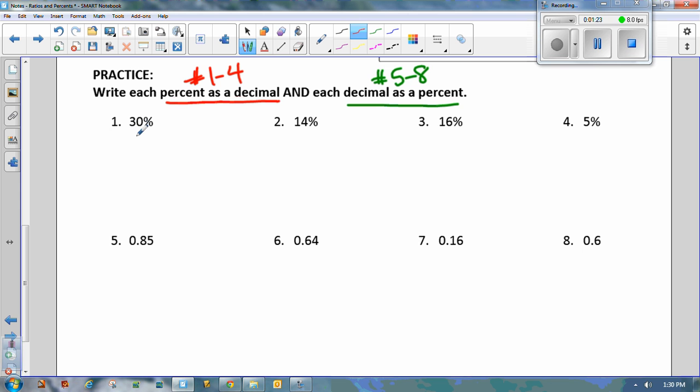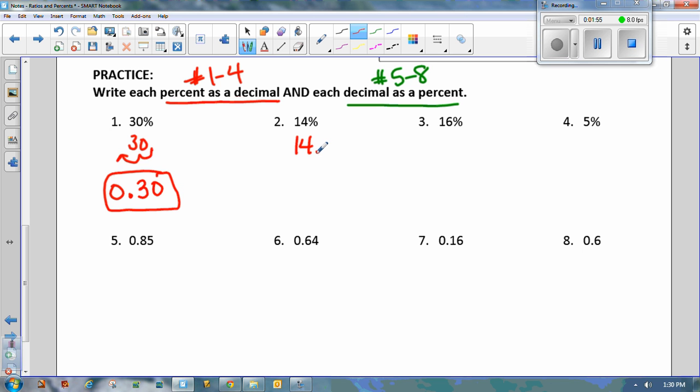We have 30%. We're going to follow those steps up above, which said to drop your percent sign. So we have 30. At the number 30, our decimal's at the end. We're going to move it 2 places to the left. I'm going to put in a 0 as our placeholder for the ones, and then I'm going to box that. That's my decimal.